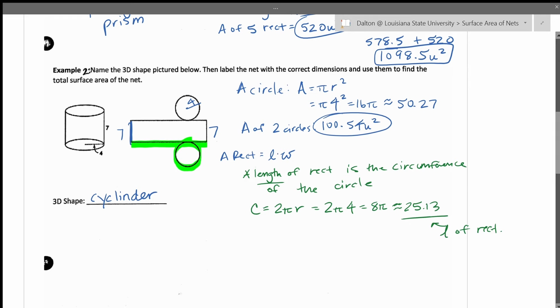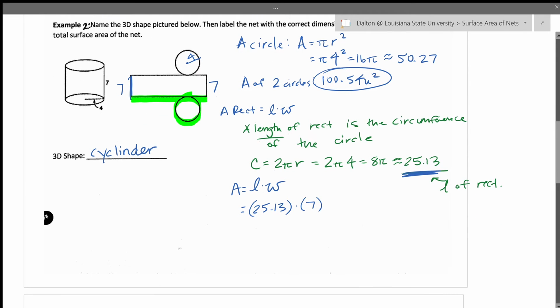So then when we go back to our rectangle area formula, which is length times width, we already know that the width is 7. So for L, I'm going to plug in what we just found for the circumference, which will be 25.13, times, we said the width was 7. And then we're going to get that that's approximately 175.91. That's the area of the rectangle.